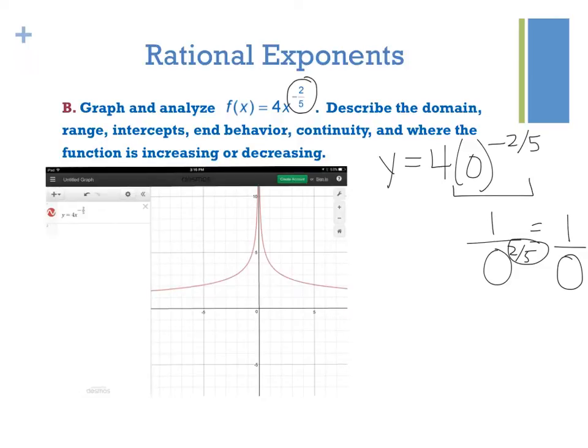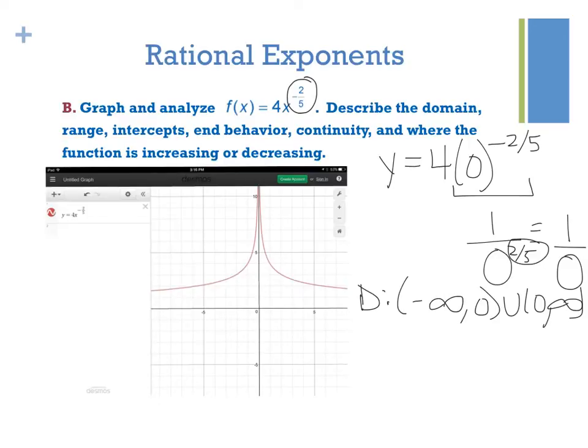So looking at this example here, we have a domain. Right? We have a domain here that excludes 0. So we can say the domain is from negative infinity to 0, union 0 to infinity.